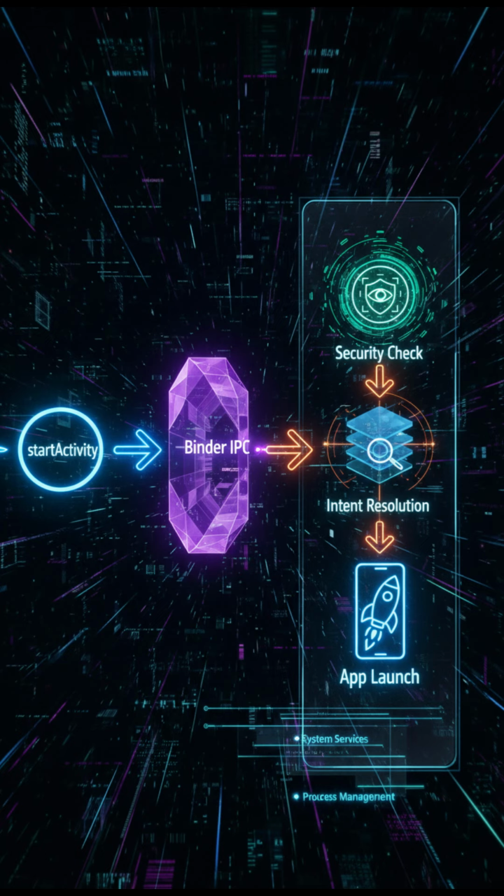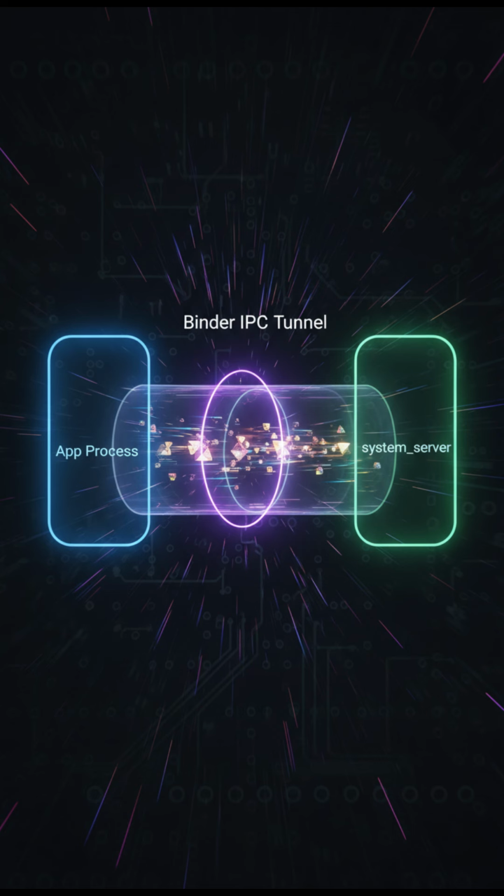Looking at the big picture, when your app calls start activity, Android does 5 major steps internally before any UI opens. It crosses the process boundary using binder IPC, does security validation, resolves the intent using intent filters, applies default rules and app links, and finally launches the target activity. Let's break it down step by step.